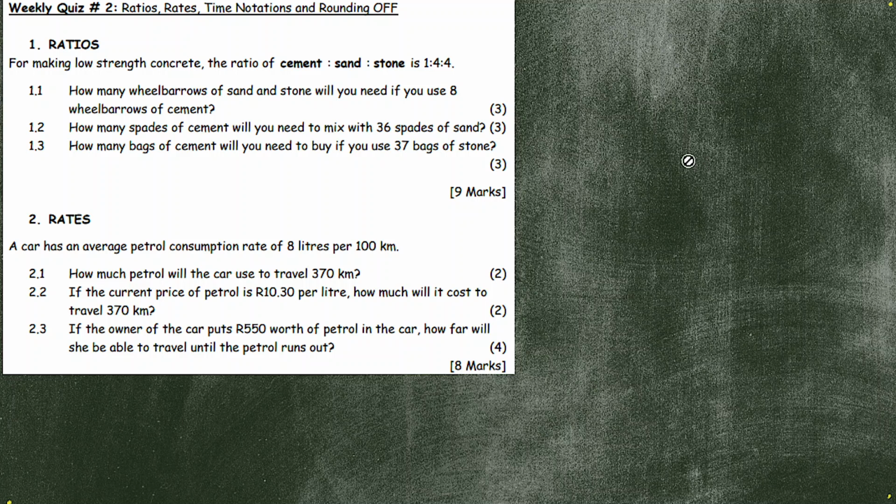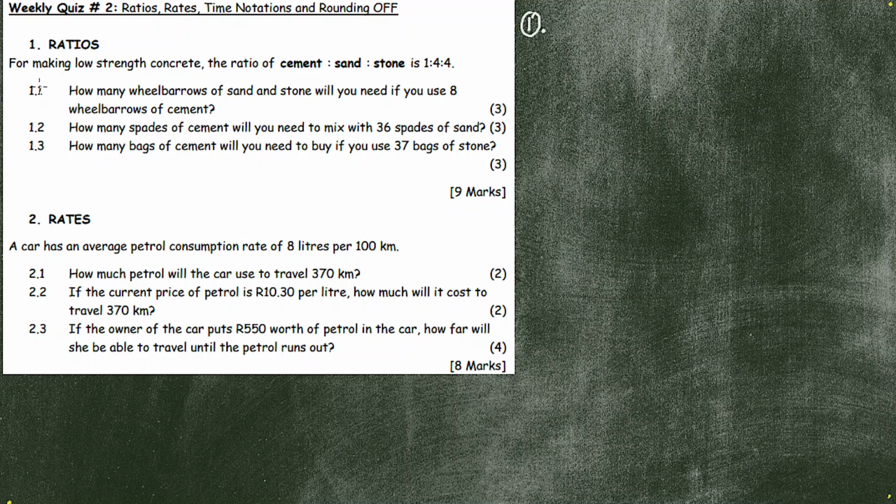Okay, weekly quiz number 2. We were discussing ratios. The quiz was about ratios, rates, time notations, and a little bit about rounding off. I know this one was a little bit tricky. There were some tricks here and there, but it's a part of learning, guys. So ratios, rates, and time notations and rounding off. The last part of the question, I'm going to show once we are done with 1 and 2.